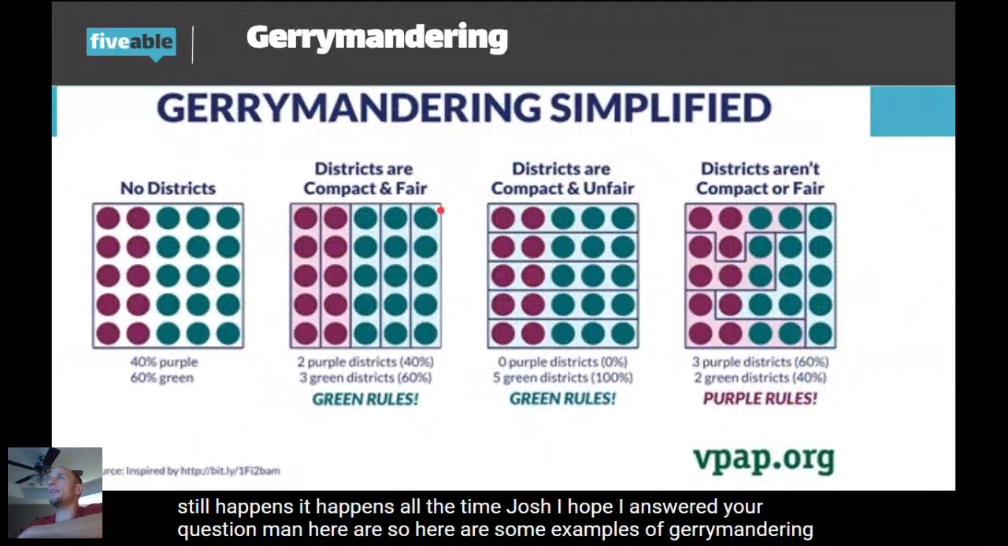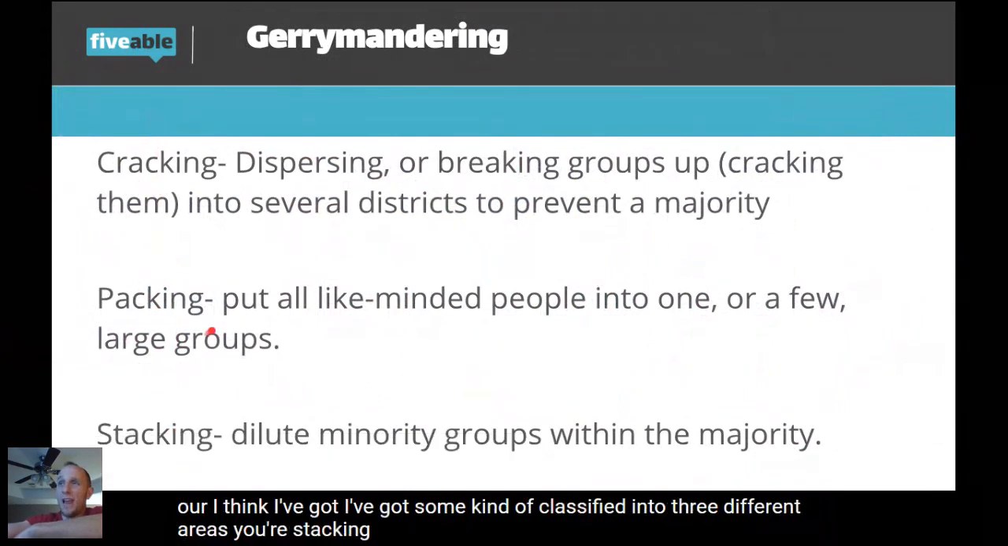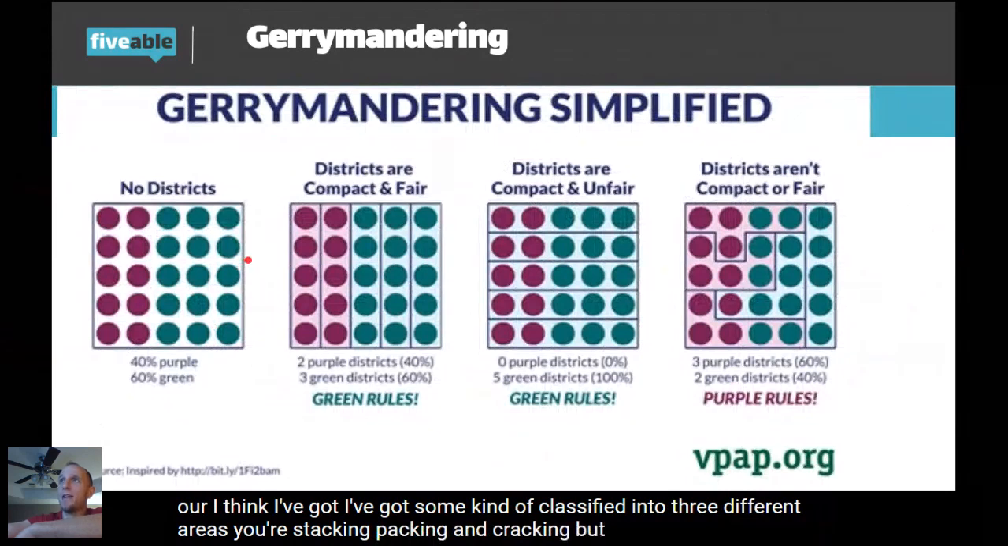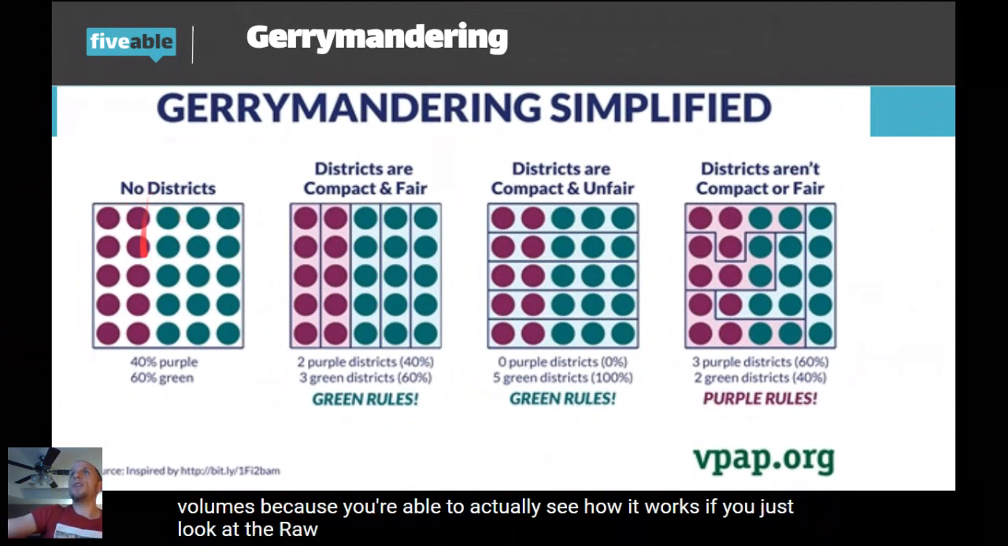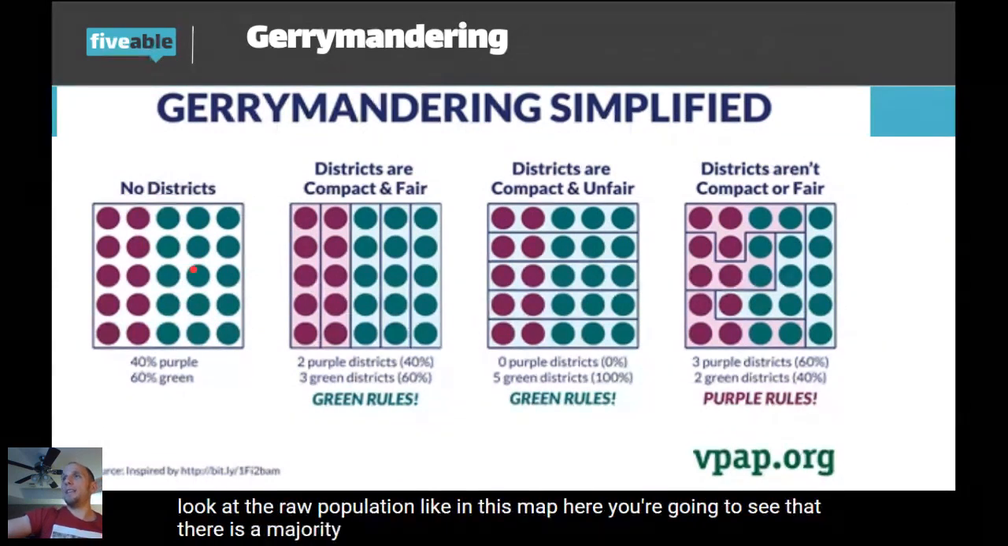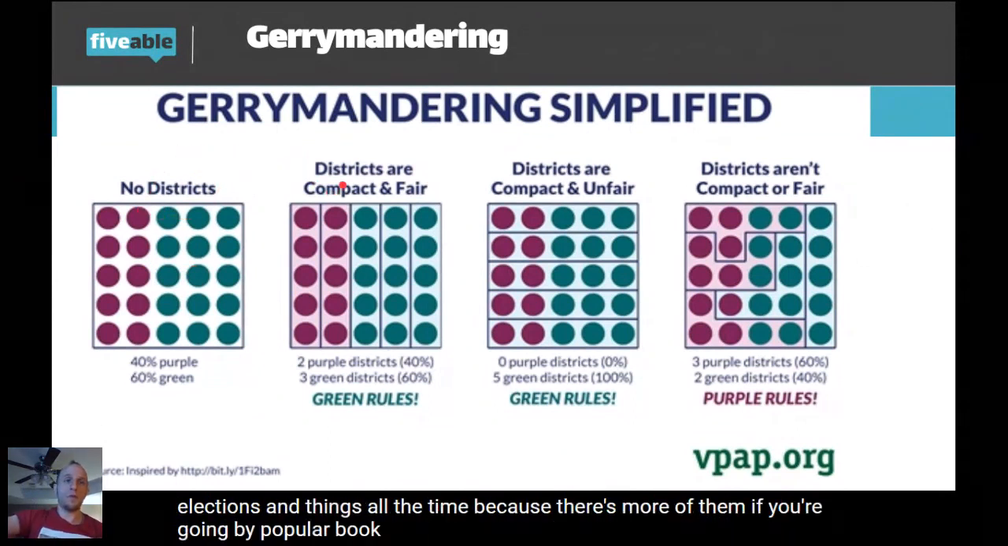All right, so here are some examples of gerrymandering. I think I've got them classified into three different areas here: stacking, packing, and cracking. But the picture speaks volumes because you're able to actually see how it works. If you just look at the raw population, like in this map here, you're going to see that there is a majority green. So theoretically, green ought to win in elections all the time, because there's more of them if you're going by popular vote.